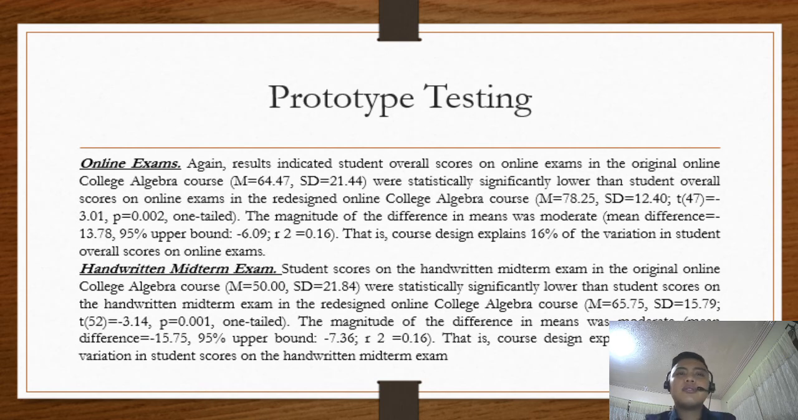When it comes now to the handwritten midterm exam, student scores on the handwritten midterm exam in the original online college algebra course were statistically significantly lower than students' scores on the handwritten midterm exam in the redesigned online college algebra course. The magnitude of the difference in means was moderate. That is, course design explains 16% of the variation in student scores on the handwritten midterm exam.